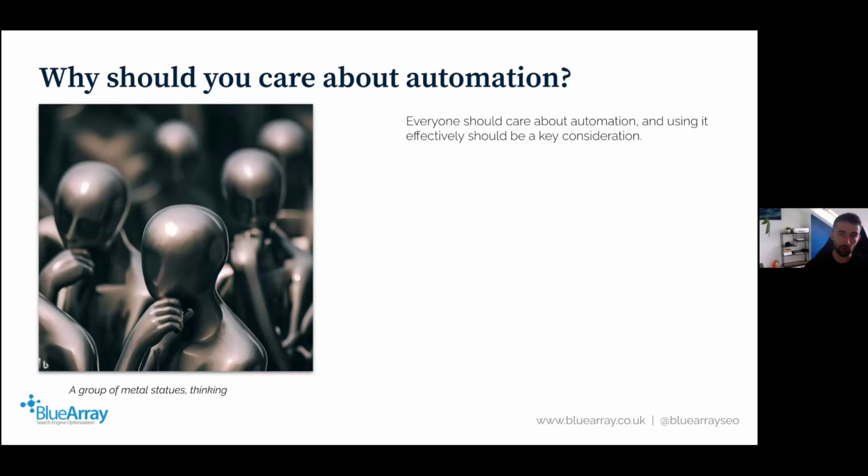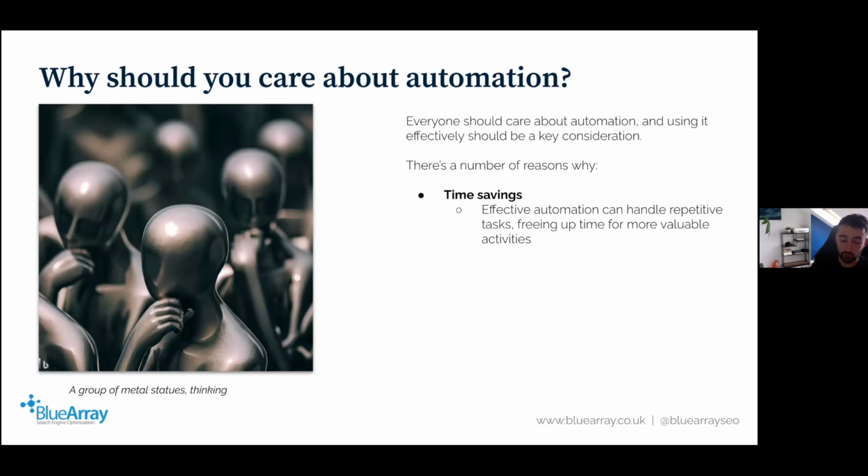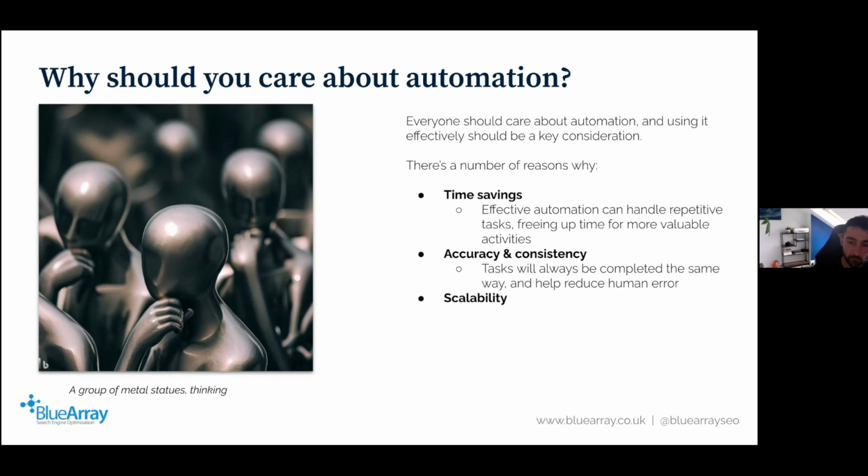So why should you even care about it? Everyone should care about automation, and using it effectively should absolutely be a key consideration. There's a number of reasons why, so I've touched on these briefly, but the time savings. If you automate something well, it can handle repetitive tasks, freeing up time for more valuable activities. So to do that stuff you actually care about. Tasks are always going to be completed the same way. So if you have a specific automation, it's going to carry out those tasks or those steps that you've given it the exact same way every single time. It's going to help reduce human error. I know if I do something in the morning and I do something in the evening, there's going to be a difference in quality between those two pieces of work.